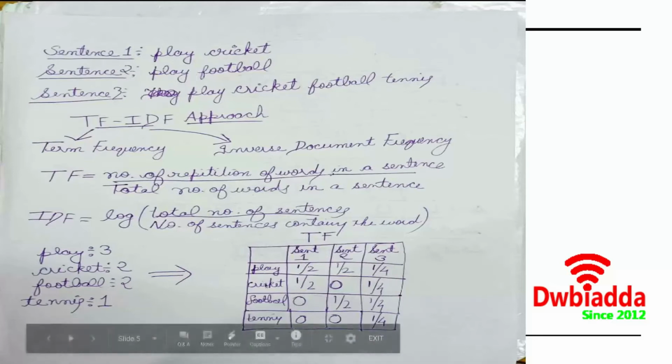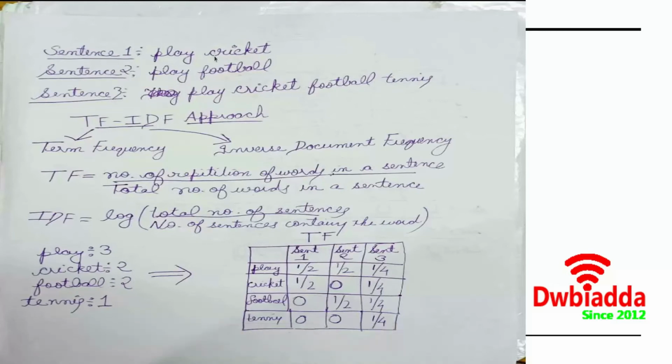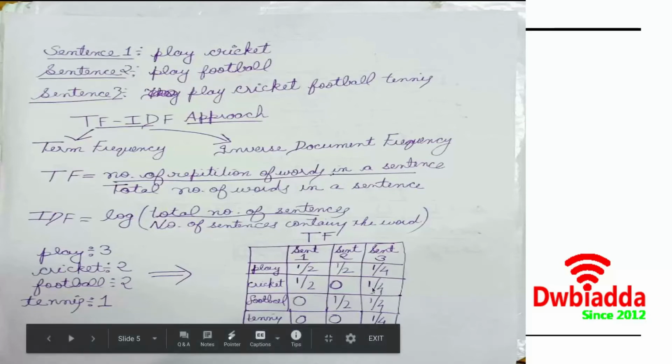All right. Similarly, we would calculate for cricket, football, and tennis as well. Cricket appears in sentence 1 only 1 time. Total number of words is 2. So term frequency is 1 by 2. Similarly, over here, in sentence 2, cricket does not appear. So the number of repetitions of cricket is 0, divided by 2 is basically 0. And similarly, again 1 by 4.